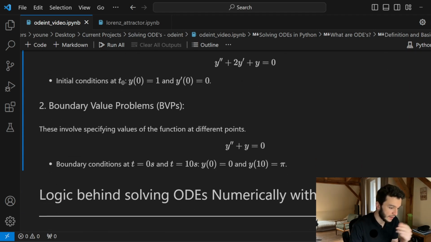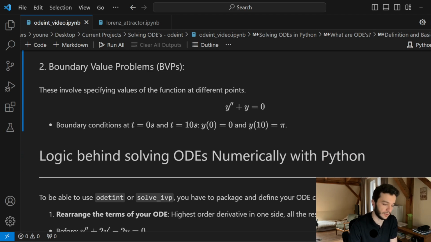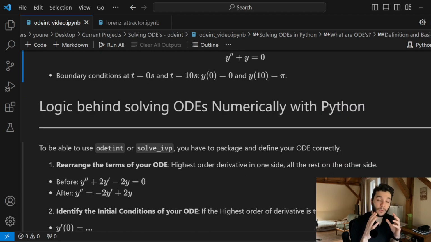Now we also have the boundary value problems, but this will not be the subject of this video. But it's also very straightforward. It's almost the same thing. Now, what is the logic behind solving ODEs numerically?